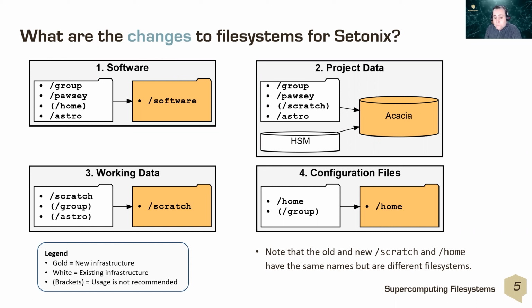Finally, for configuration files, these typically live in the home file system, which is where they should continue to live on Setonix. But once again, this is a new home file system, and so the files in /home when you're on Setonix will be different from the other systems.